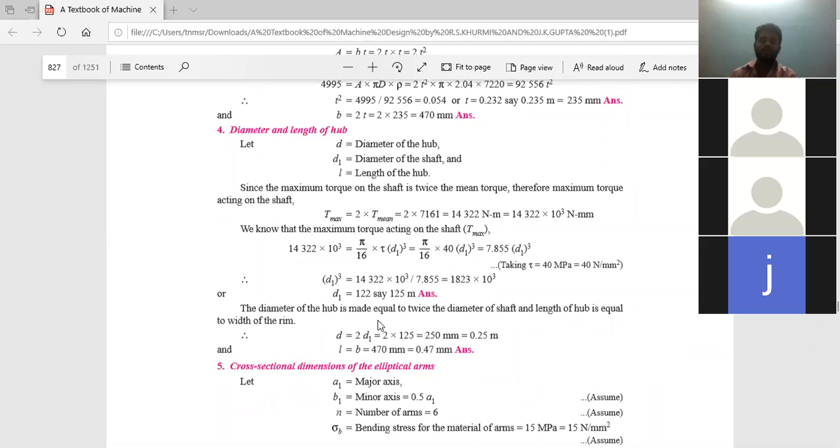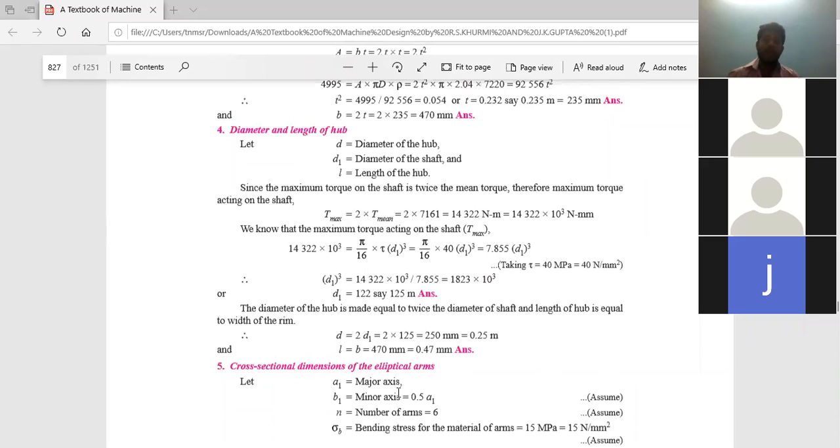So next, once we have calculated the value of diameter of the shaft, next is dia of the hub. And in the theoretical design portion, we know that dia of the hub is 2 times the dia of the shaft. I have told that dia of the hub will be always 2 times the dia of the shaft. So multiply the dia of the shaft with 2. That means 125 into 2. The dia of the hub is 250 mm or 0.25 m.